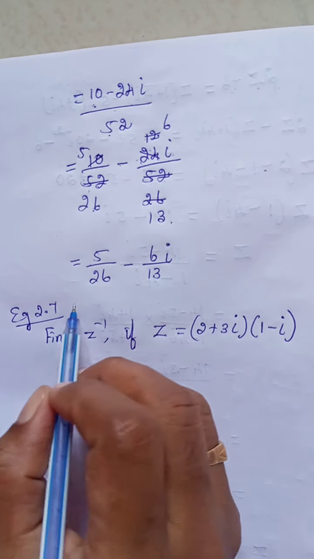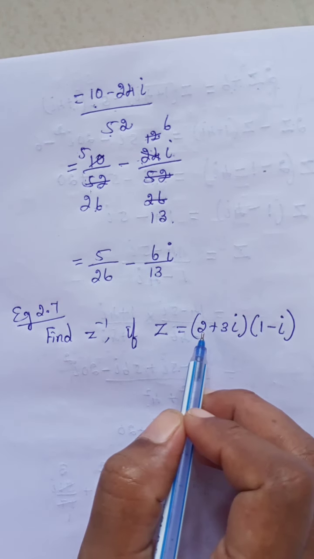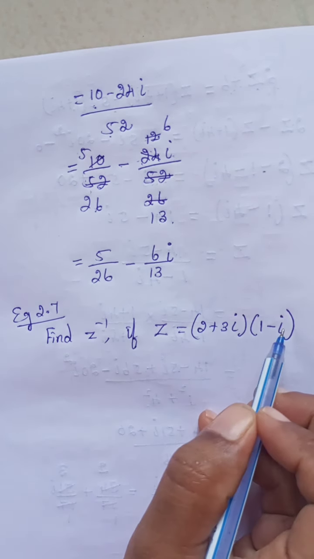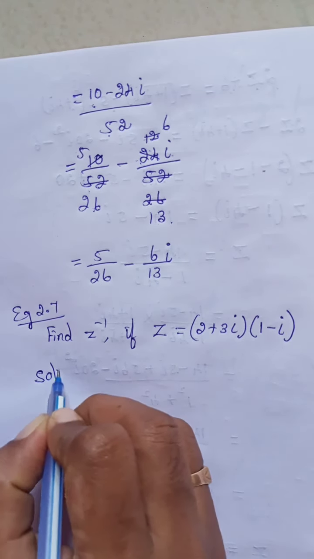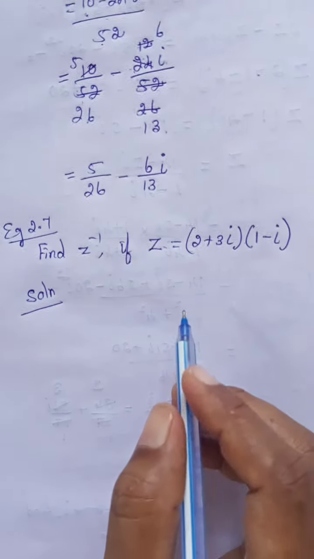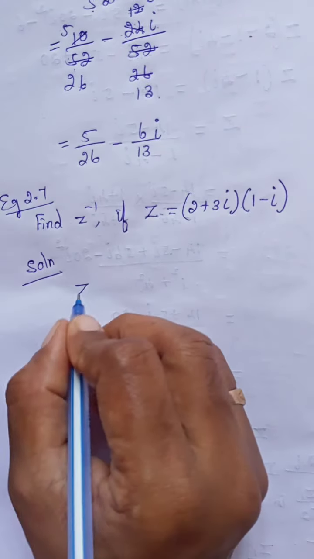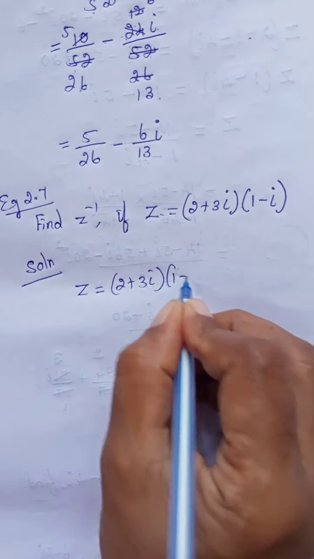See the next one, example 2.7. Find Z inverse if Z is equal to (2 + 3i) into (1 - i). So first we wanted to know what is Z. This Z we will simplify and then we will find out what is Z inverse. See, Z is equal to (2 + 3i) into (1 - i).